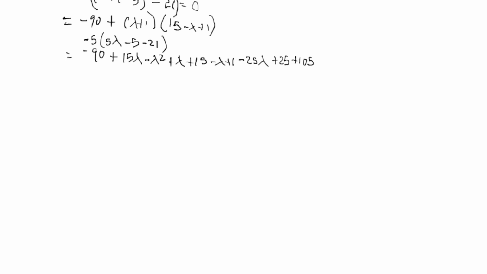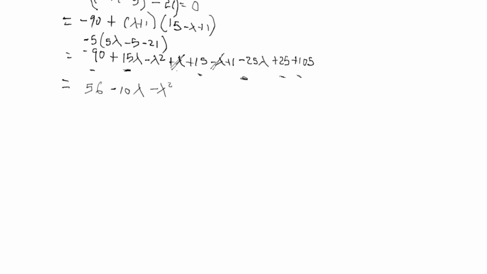So simplifying this further, we have this is equal to minus 90 plus 56. If you press it on your calculator, so we are having 15 plus lambda will cancel, minus lambda, they are gone since they are both 1, so plus 15 minus 25, that is minus 10 lambda, then lastly we have minus lambda squared.